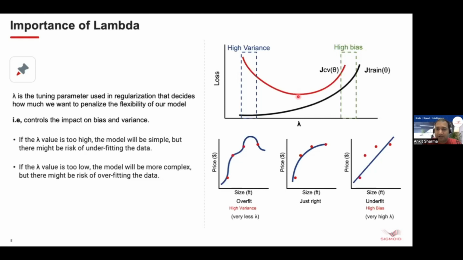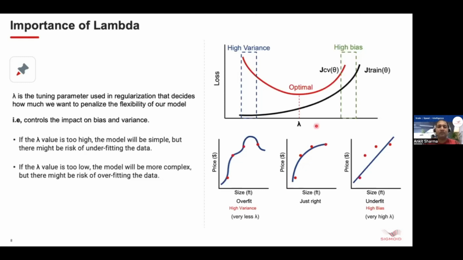Now, if you see this particular point, you have the lowest value of the error of your cross validation model, and your training error is also low. This is the right value of lambda, and this point is called the optimal value of lambda. Ideally, your model should be at this value of lambda, and this whole scenario is called the bias variance trade-off. You can also see in the graph at this lambda value that the model is fitting correctly, and the line is passing very accurately through the data points. So this is the best scenario.